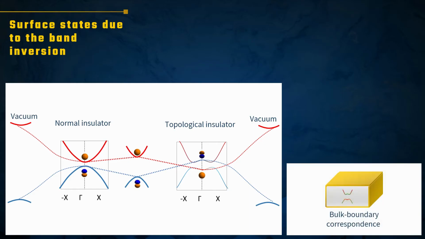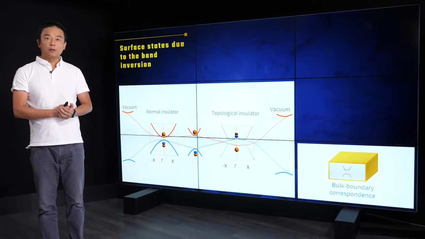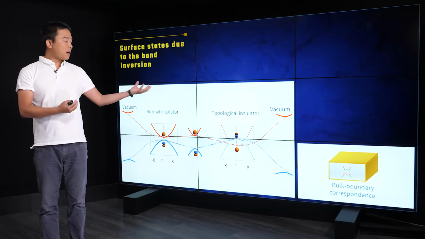And the metallic skin comes directly from this band inversion in the bulk. Here, we usually call it bulk-boundary correspondence. The bulk means the bulk is inverted.